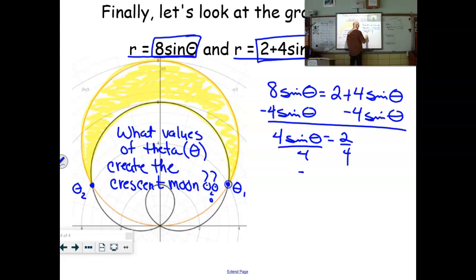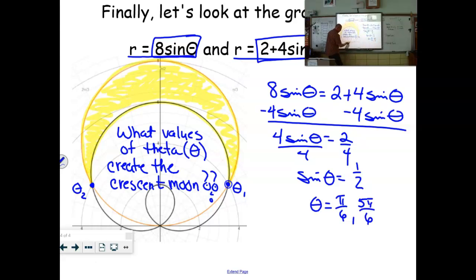Divide by 4. Sine of theta equals 1/2. That's a familiar angle. I love that. What are my values of theta? Theta is equal to pi over 6 and 5 pi over 6.